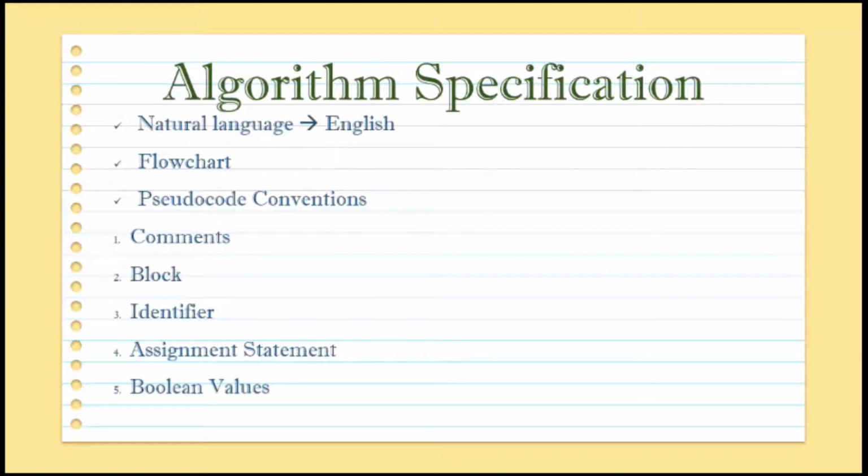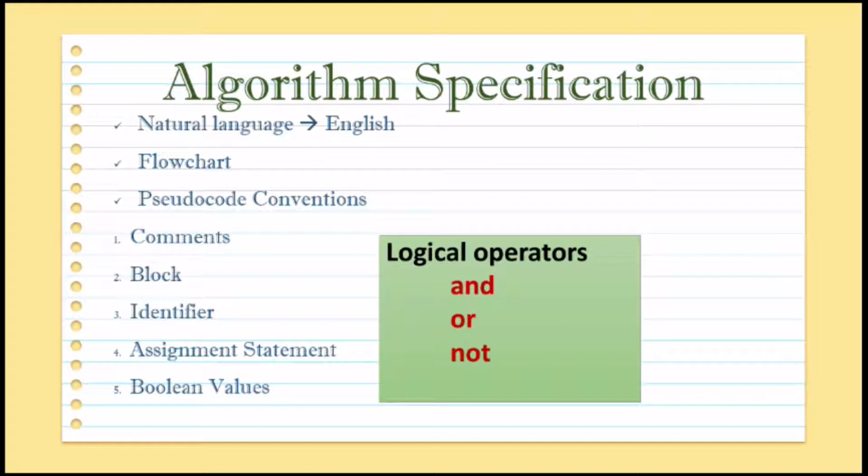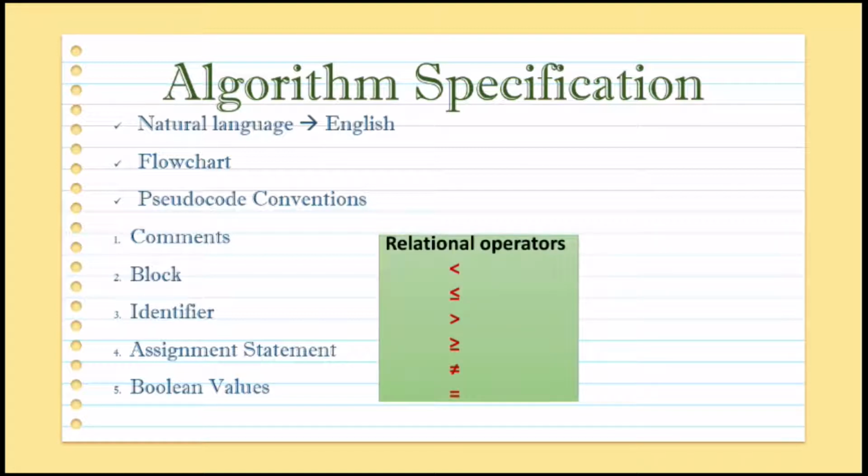Next is Boolean values. There are two Boolean values, that is true and false. So to produce these values, the logical operators and, or, and not are available, and also relational operators greater than, greater than or equal to, less than, less than or equal to, not equal to, and equal to are available. So we can use logical and relational operators to get Boolean values.